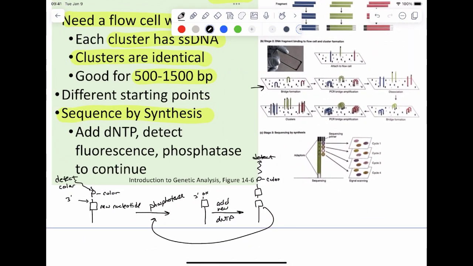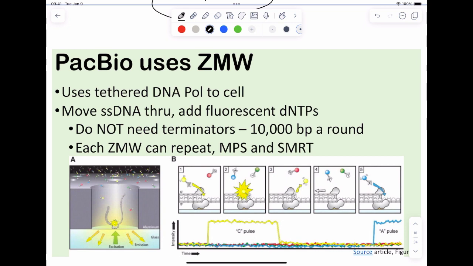There's a problem with this, and that is you can't do it. You need them to do it for you. And it's not cheap. Sanger sequencing is cheap because it's old tech. So can we do better? The answer is yes. Pacific Biosciences. No one calls them Pacific Biosciences. We call them PacBio. They use a very clever variation on all of this.